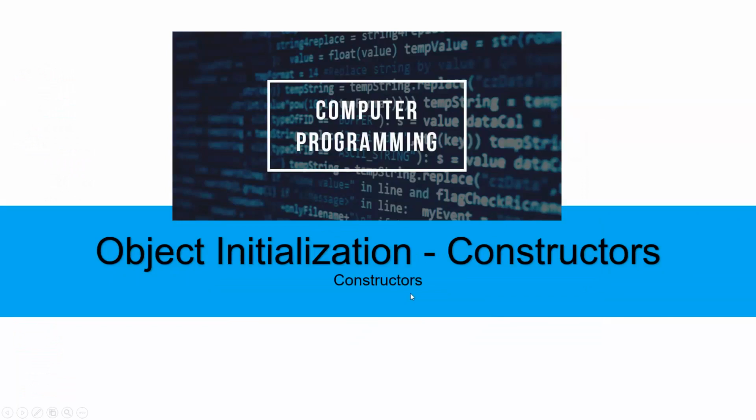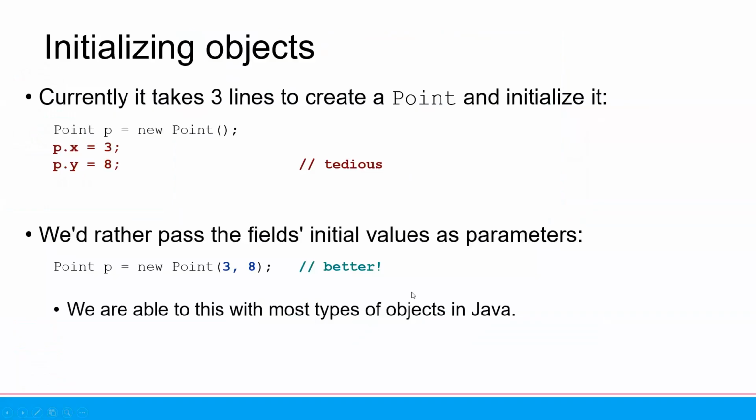Now we are entering the new section, which is about constructors. So what is constructors? When you initialize the object, you will create at least 3 lines. What does it mean? When I have a new P, which is a new object, I will have this line and this line. It is to define that the value of x will be 3 and the value of y will be 8. Okay.